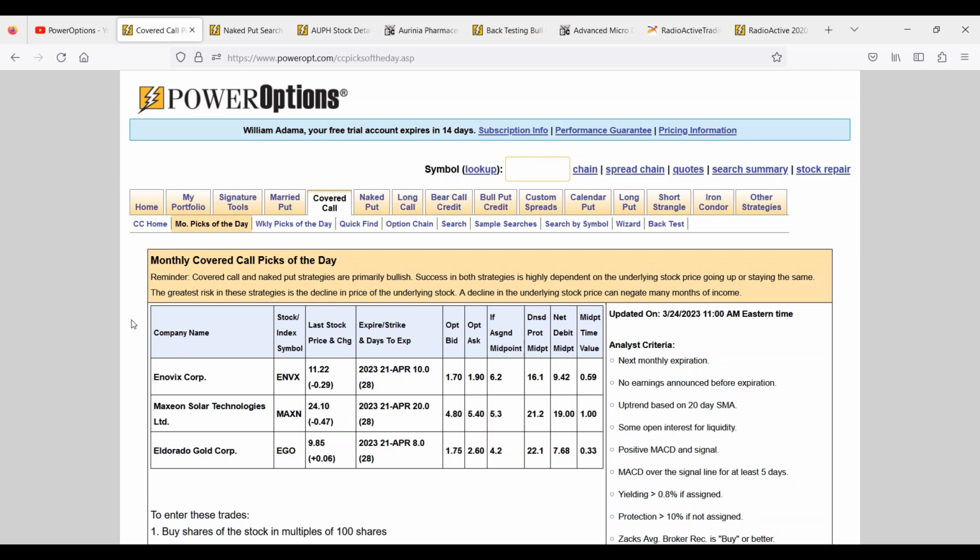This is based on our extensive testing. This is our best foot forward. That's really what this is. What we would do if I was opening a monthly covered call today, this is where I would start. If I was opening a weekly covered call today, this is where I would start.